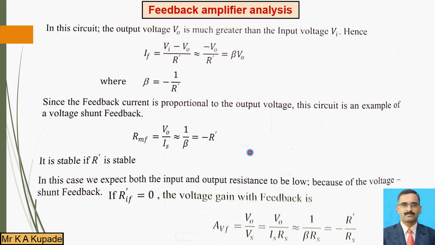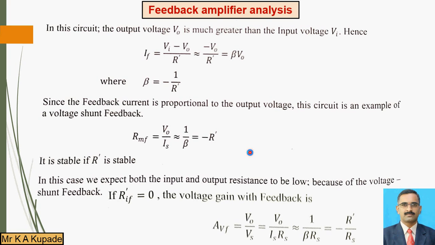Now in this circuit the output voltage V naught is much greater than the input voltage Vi. Hence IF, by considering the relation, is equal to Vi minus V naught divided by R dash, which is nearly equal to minus V naught upon R dash. Why? Because here V naught is much greater, so due to that V naught, IF is negative.